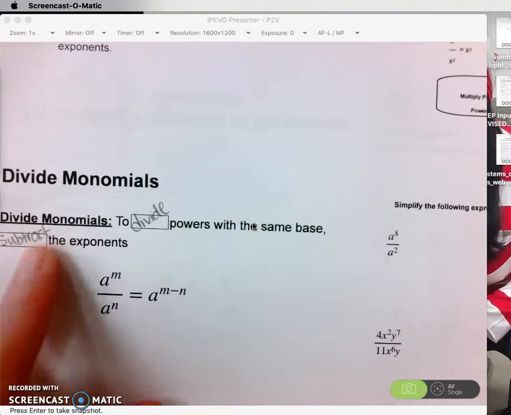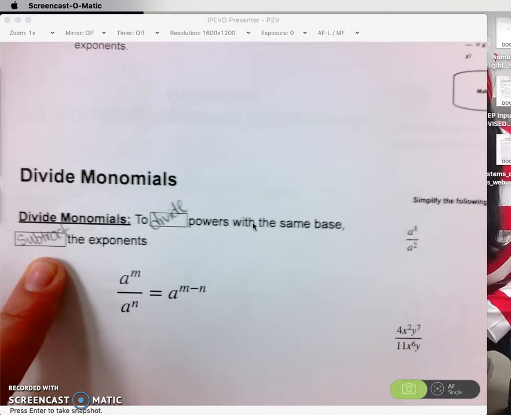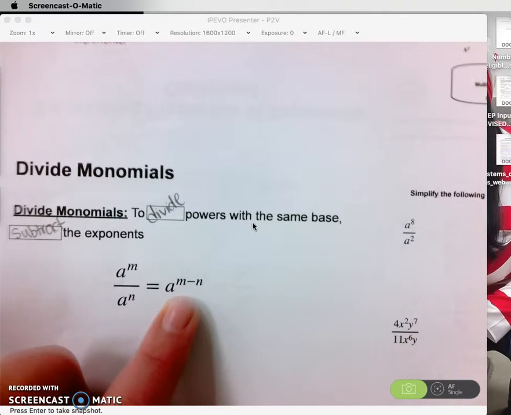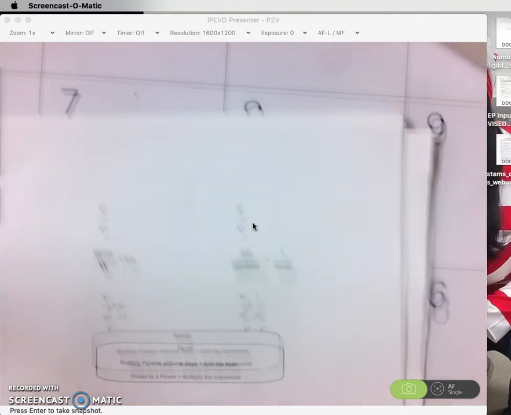To divide powers with the same base, you need to subtract their exponents. Just like with multiplying, we are adding. Now we're dividing, we're going to be subtracting them. Okay, so a few different examples.